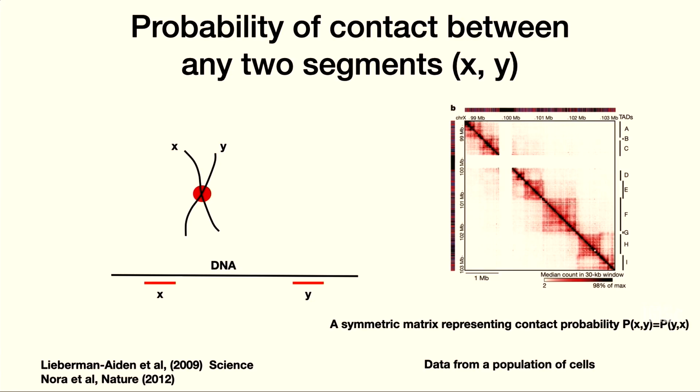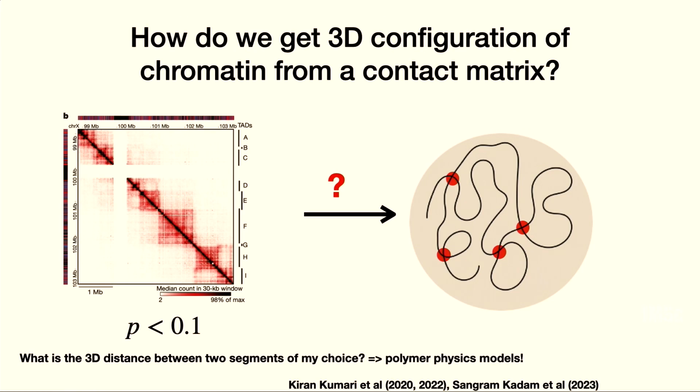So experiments can generate this contact structure. Now the question is, given this kind of a contact map, how do you go back and generate a 3D structure? Because experiments can only provide a two-dimensional structure, a contact map like this, and from this you have to generate a three-dimensional structure.